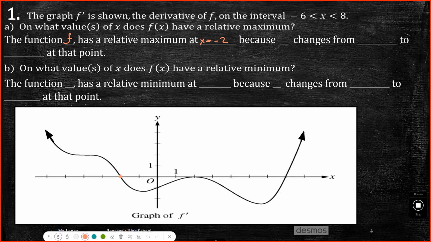Because, whatever, this one is up to whatever you want to do. You could say f prime. You see how that because changes depending on what you want to do? Because f prime changes from positive to negative at that point, no? Or you could have just said because f changes from increasing to decreasing. That makes sense now. So go ahead and put down because f prime changes from positive to negative at that point.